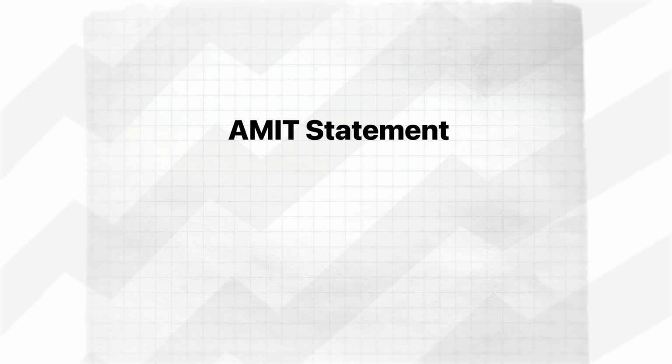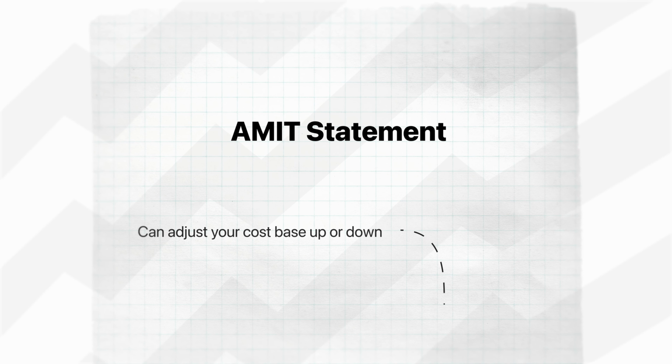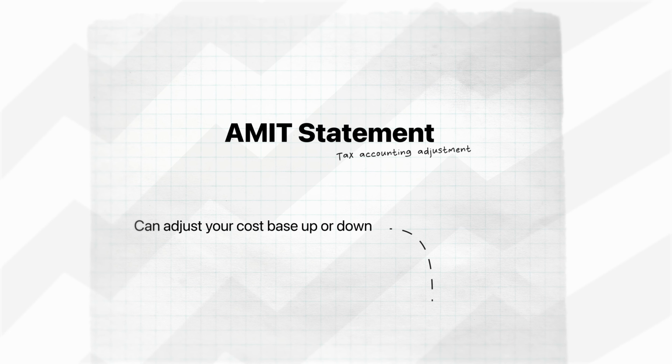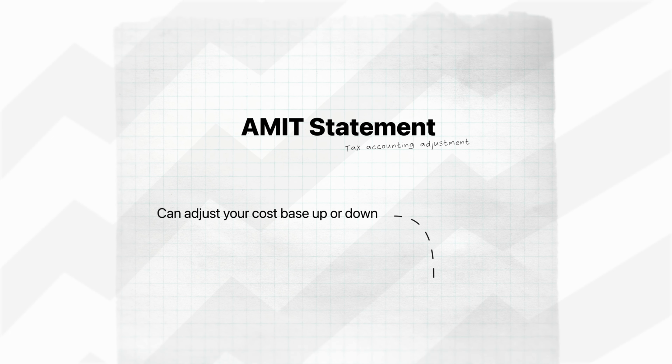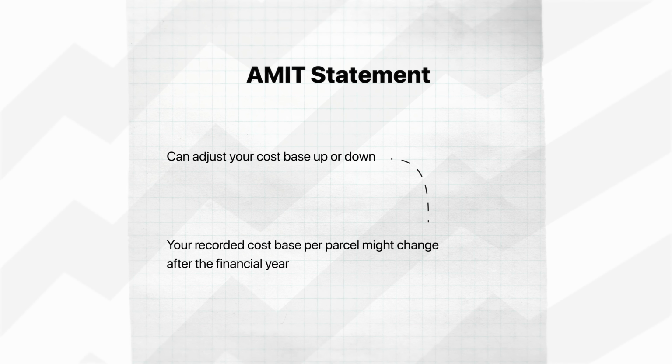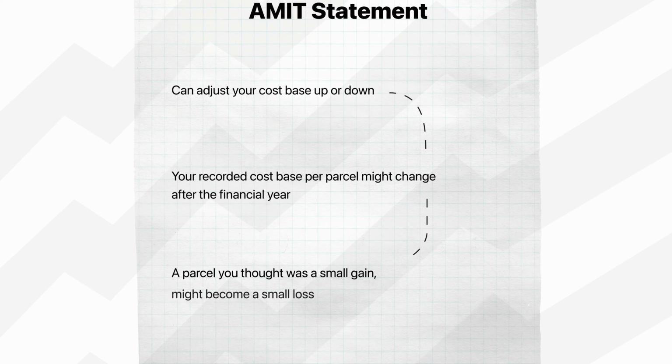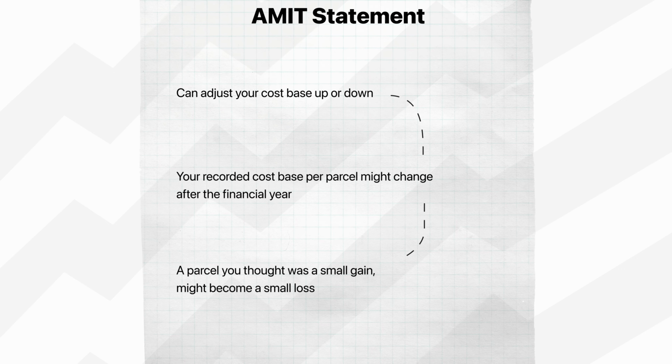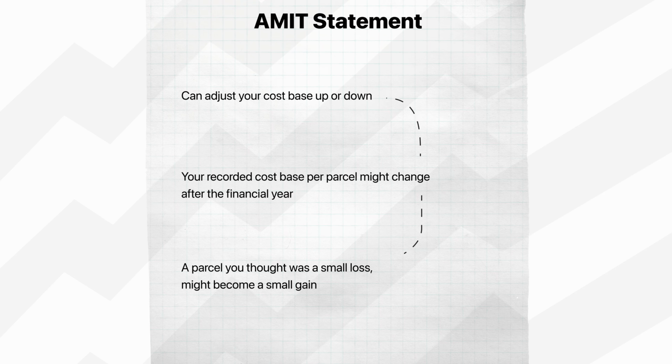If you hold ETFs, AMIT statements matter. They can adjust your cost base up or down. It's not a fee or a distribution in the normal sense, it's a tax accounting adjustment. Practically, it means two things. One, your recorded cost base per parcel might change after the financial year. And two, a parcel you thought was a small gain might become a small loss, or vice versa. So if you're doing this in a spreadsheet, you need to layer AMIT adjustments onto the exact parcels they apply to, not just the holding in aggregate. Miss that and your tax figures will be way off.